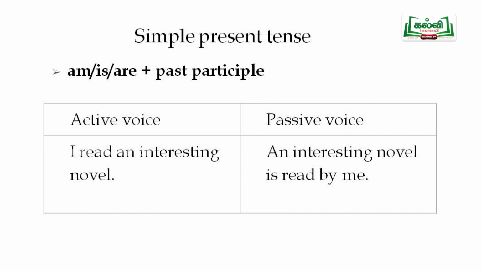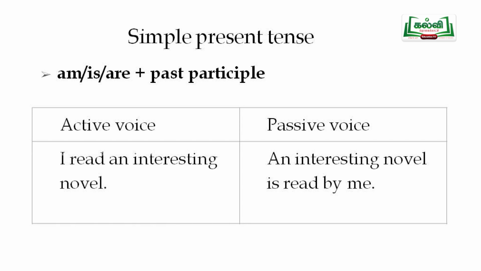Here in simple present tense, you see the construction of the simple present tense, that is am, is, or are plus past participle. For active voice, I read an interesting novel is the example sentence. When you convert this active into passive, I is the subject, read is the verb, and interesting novel is the object. So the object of the sentence comes first in the passive voice.